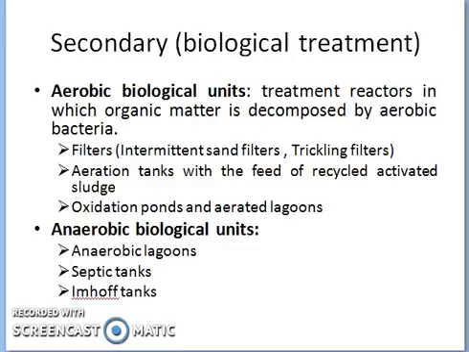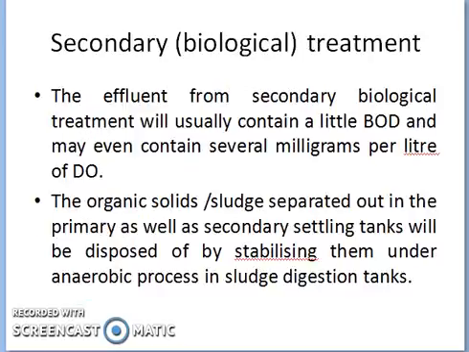The effluent from the secondary biological treatment will usually contain a little BOD, that is 5 to 10% of the original, and may even contain several milligrams per liter of DO. The organic solids or the sludge that is separated out in the primary as well as in the secondary settling tanks will be disposed of by stabilizing them under an anaerobic process in a sludge digestion tank.